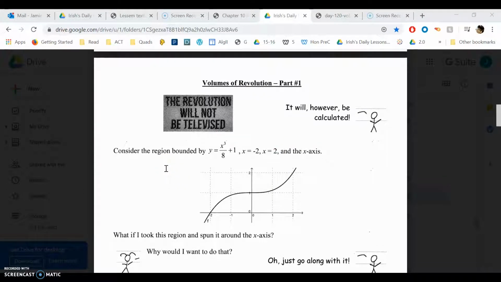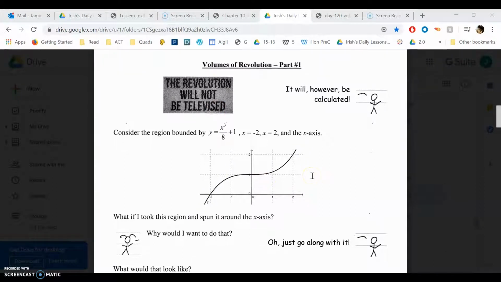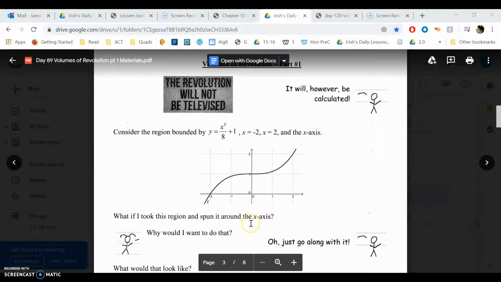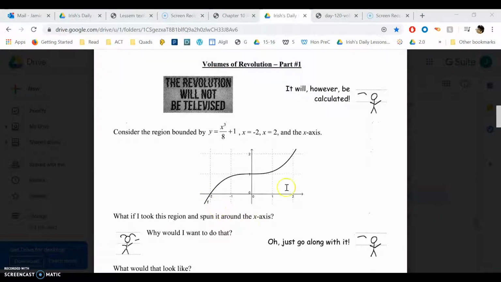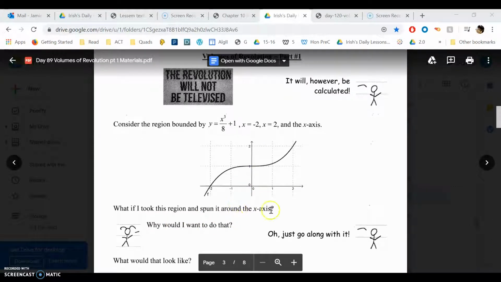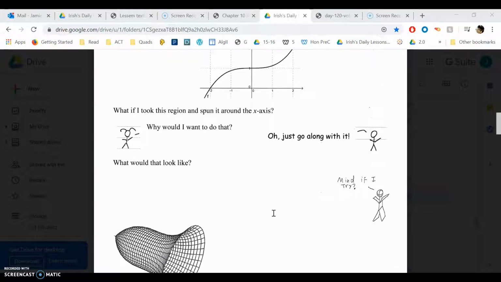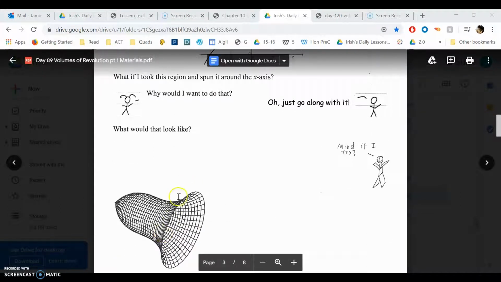Pause and write it and draw in your notes. Consider the region bounded by y equals x to the third divided by 8 plus 1, and x equals -2, x equals 2, and the x-axis. So here's the picture of your function. What if you took this region right here between -2 and 2, all this stuff right here, and revolved it around the x-axis? What would that look like? It might look something like this.